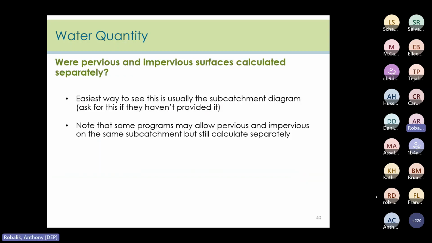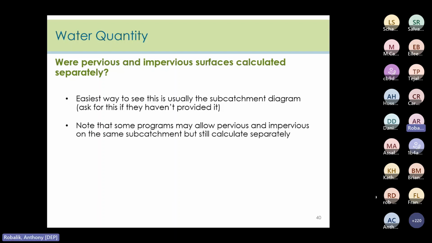Next, did they calculate pervious and impervious surfaces separately? For me, the easiest way to see this would be to look at the subcatchment diagram. You can actually just see on there if they're separated or not. One thing to be aware of, certain programs, HydroCAD is one of them, allow you to check a box in the settings that will calculate pervious and impervious separately, even though they're both input into the same subcatchment.